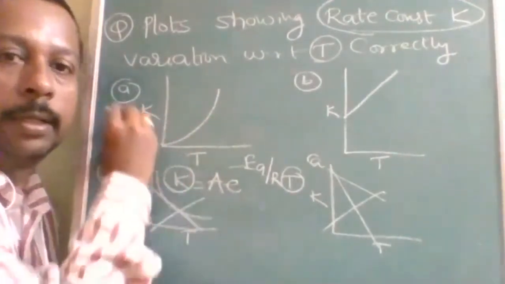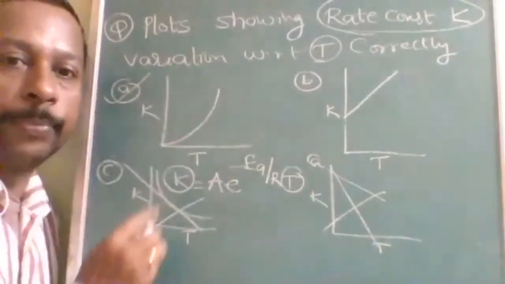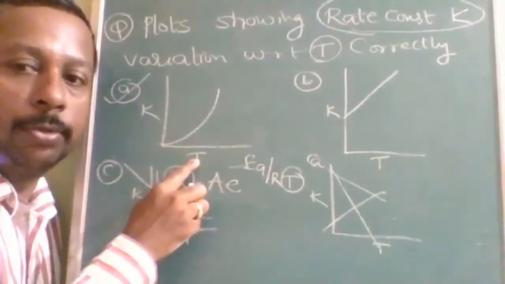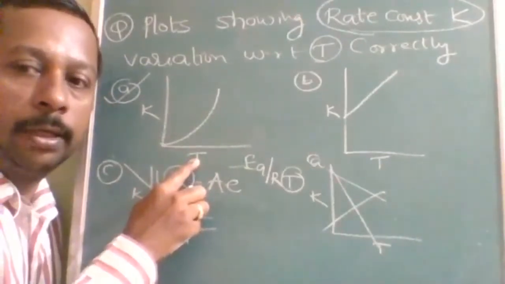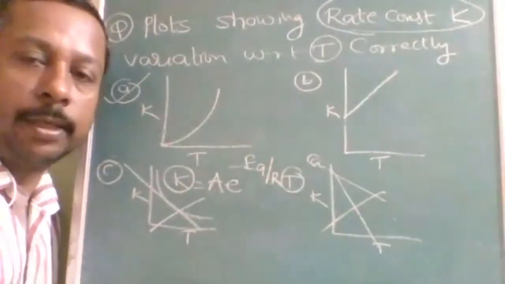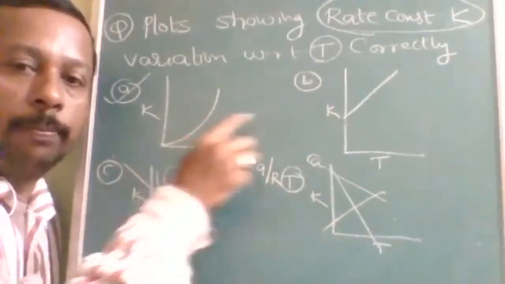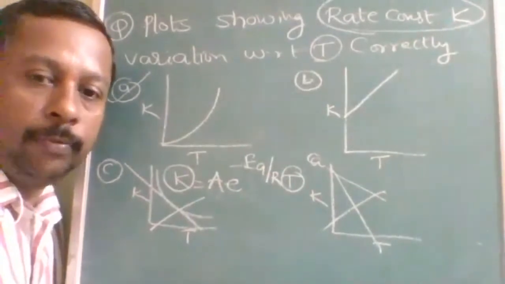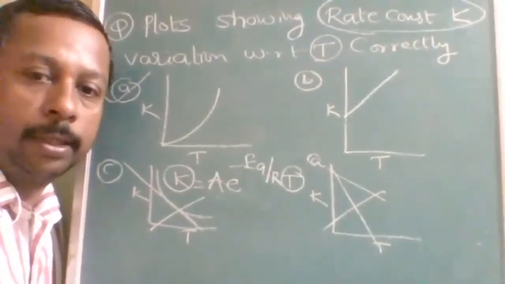Hence, what is the correct answer? Option A. K is exponentially directly proportional to T. If you apply the logarithm, then linear functionality will come, and at that time B will be there. Is it understood? That is how to approach it from the options. Is it clear now? The correct option is A.